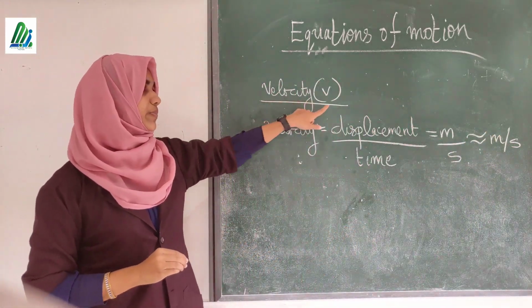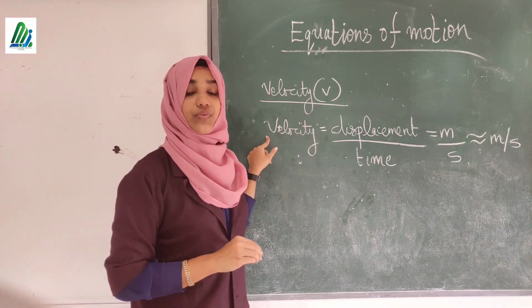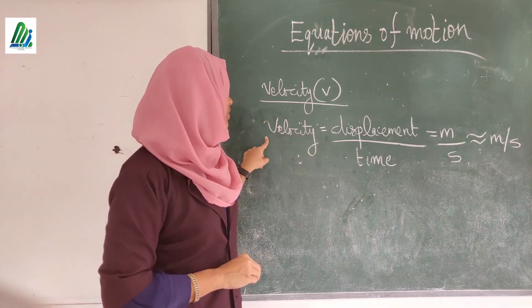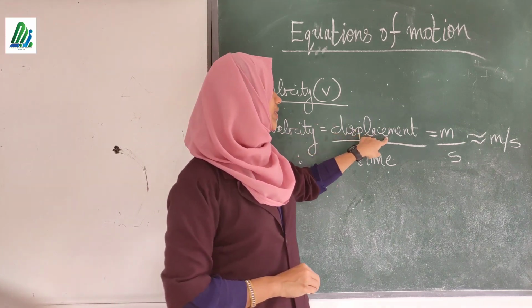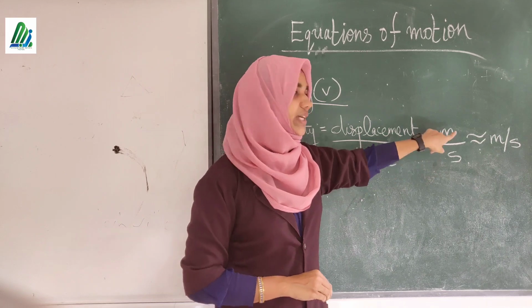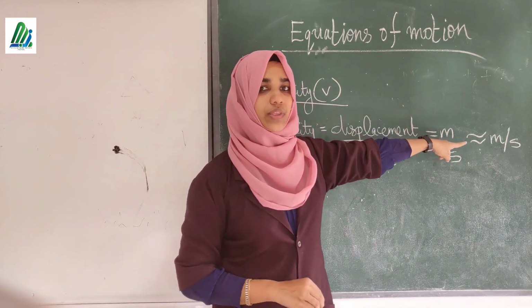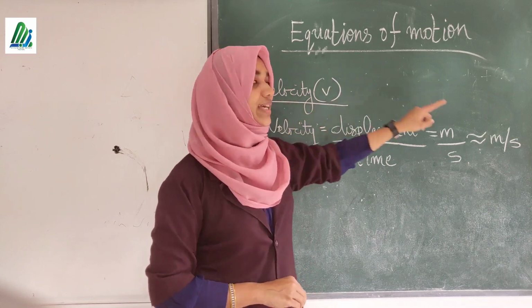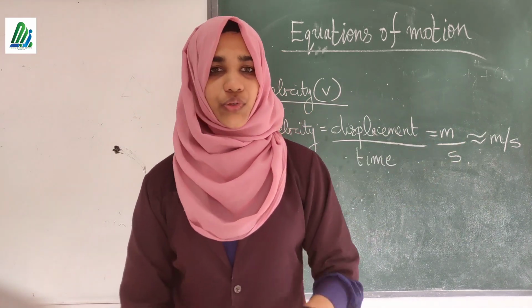So, velocity we can represent by v. Velocity is the rate of change of displacement, so we can write velocity equal to displacement by time. Here the unit of displacement is meter and the unit of time is second. So we can write velocity equal to displacement by time, and the unit of velocity is meter per second. Okay, I think all of you got it.